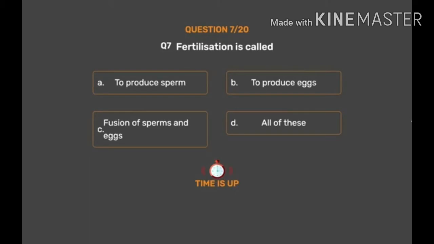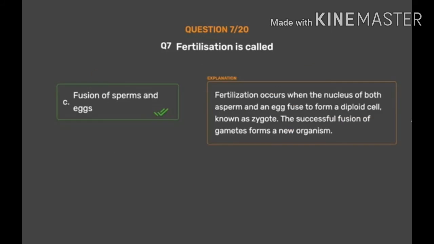The correct answer is option C, fusion of sperms and eggs. Fertilization occurs when the nucleus of both a sperm and an egg fuse to form a diploid cell, known as a zygote. The successful fusion of gametes forms a new organism.